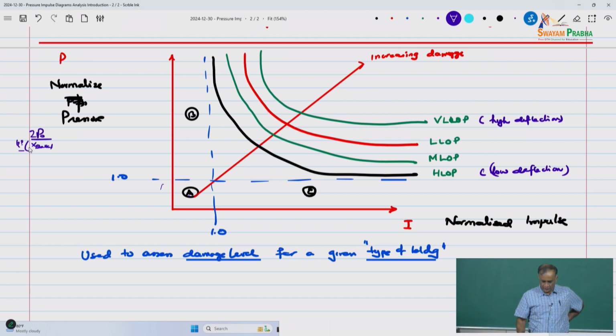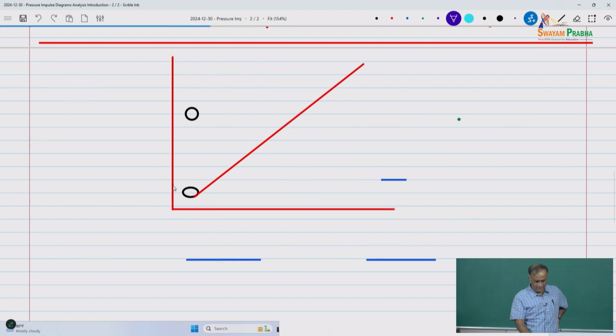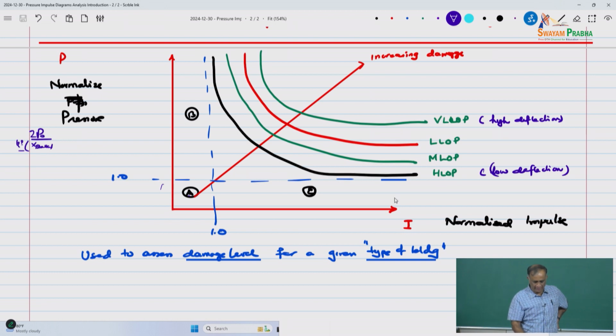Region C tells you that you may increase your impulse as much as you want. If the pressure is fairly low, then there is no damage. The other way, region B, is you can increase your pressure, but if the impulse keeps getting lower and lower, there is no damage. But once you get beyond this region, then it gives you, for example, 2 degrees, say, and this is where I'll bring in some curves for levels of protection.